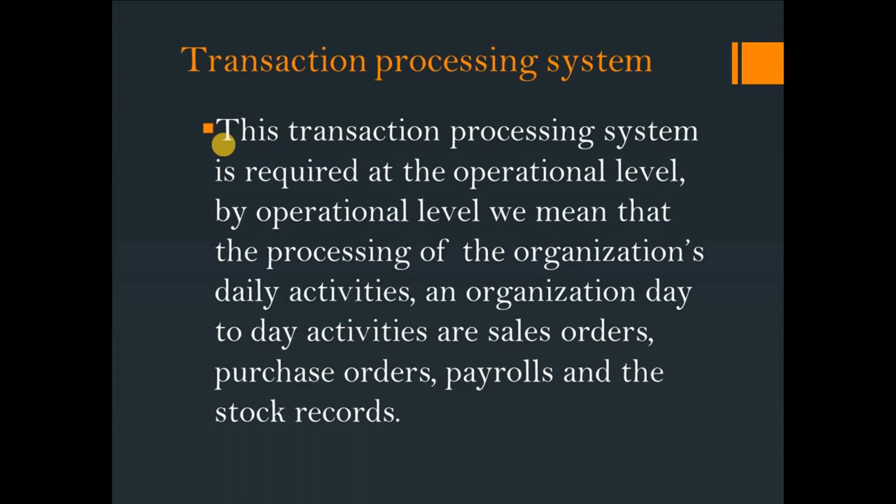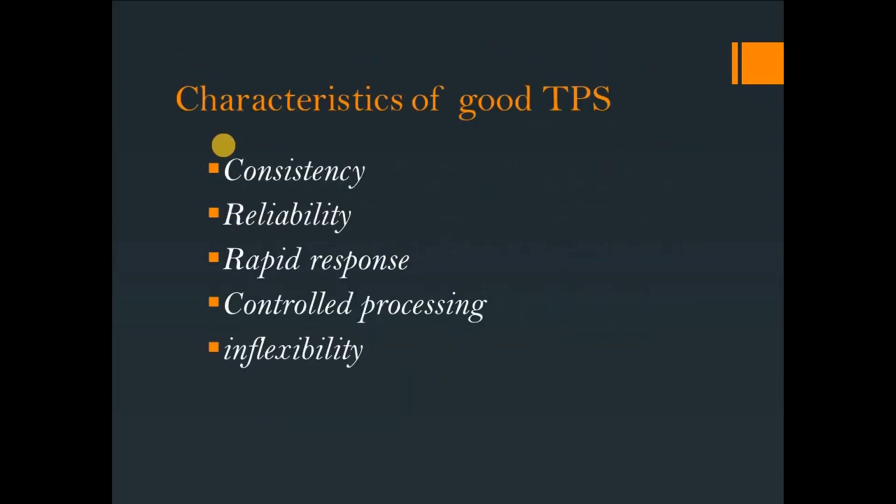The characteristics or the features of a good transaction processing system are performance, reliability, consistency, rapid response, inflexibility, and the controlled processing. Let's talk about the characteristics in detail. Rapid response. An organization can't afford to have their customers waiting for hours just to make a single transaction. So the response time really matters when talking about a good transaction processing system.